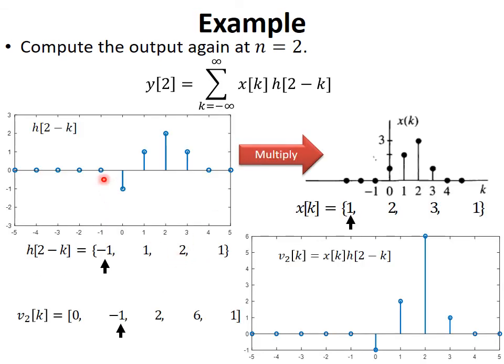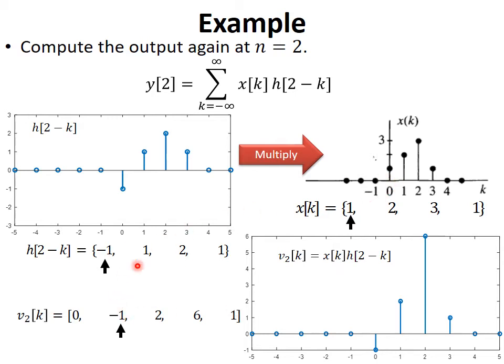So multiplication of h of 2 minus k and x of k would be done in the same way. The sample at 0 would be multiplied with the sample at 0 of x of k. Sample at 1 would be multiplied with sample at 1 of x of k, and likewise 2 would be multiplied with 3, and 1 would be multiplied with 1, right? So as a result you will get 4 non-zero samples.